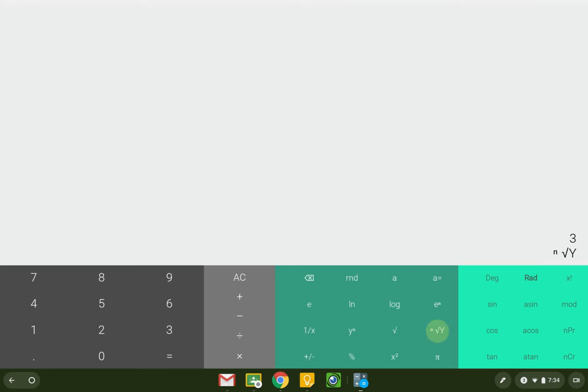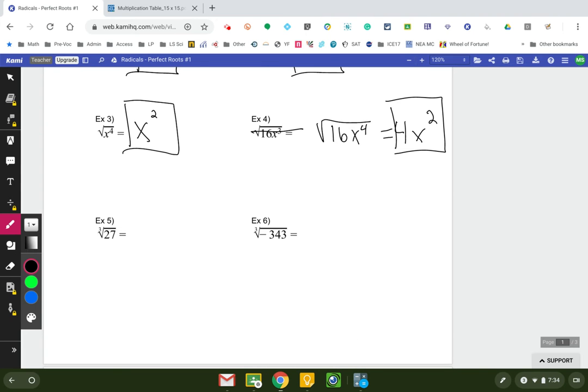And then I click on that button, and then I type the number that's underneath the radical sign. And then I just do equals, and it gives me the answer is 3. And so that's what I put on as my answer. It's just the third root of 27 is 3.